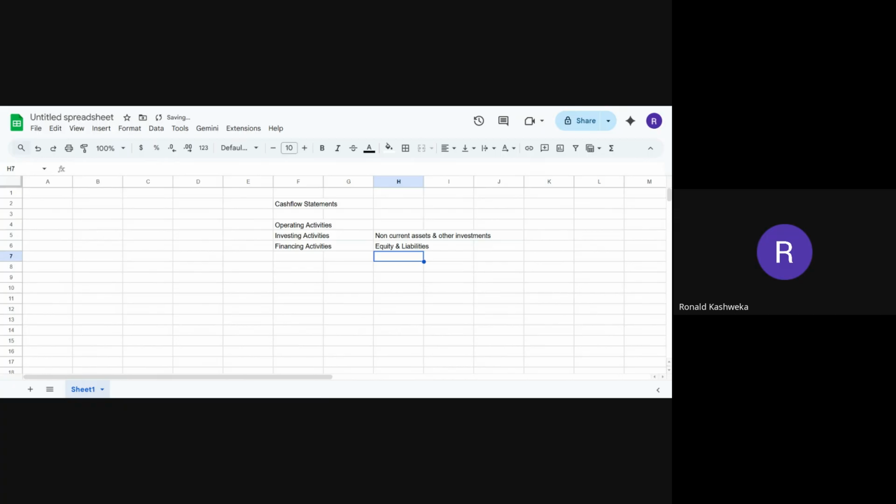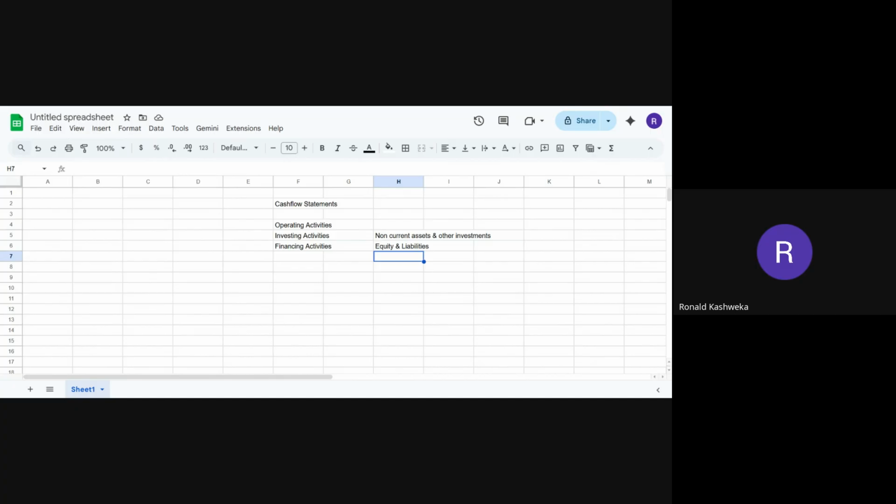Okay, so every single time you see financing activities, what should come to your mind is equity and liabilities. By equity, I'm basically talking about the part of the business that literally belongs to the owner of the business. When you talk about equity, we are talking about the equity elements: the equity share capital, the share premiums, the retained earnings. The other thing is the dividends. All that is equity.